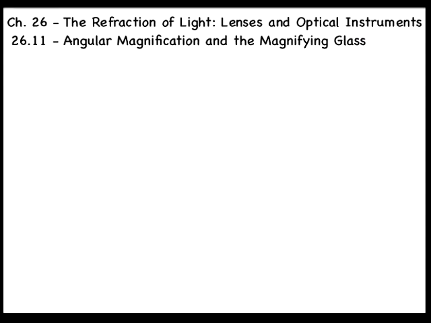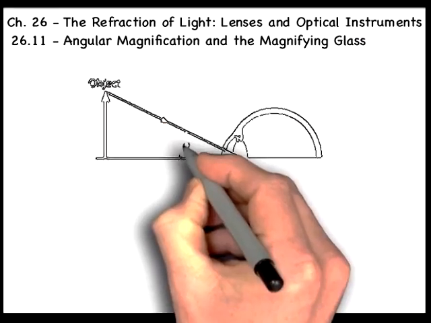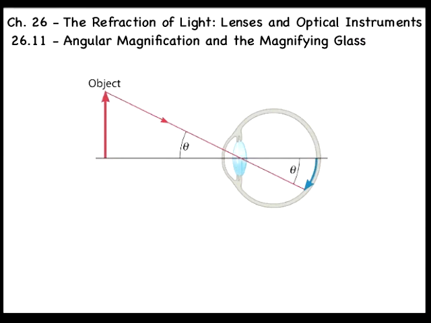The size of the image on the retina determines how large an object appears to be. However, the size of the image on the retina is difficult to measure. Alternatively, the angle theta subtended by the image can be used as an indication of the image size. Here we show this angular alternative, which has the advantage that theta is also the angle subtended by the object and hence can be measured more easily.